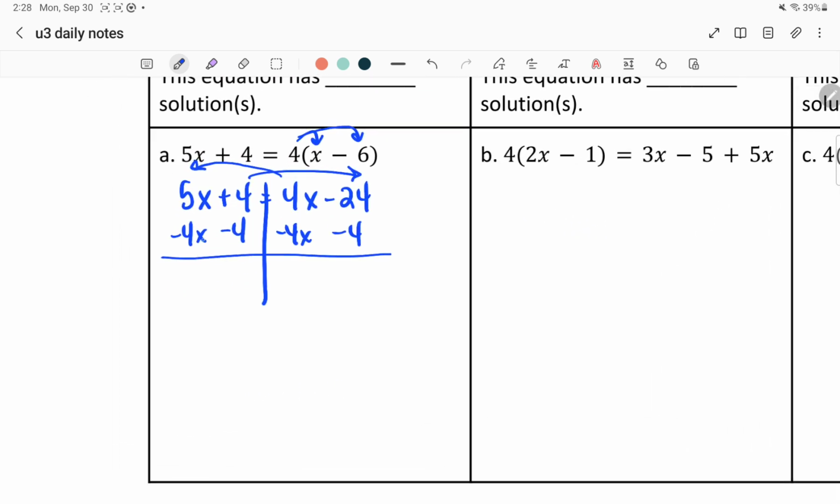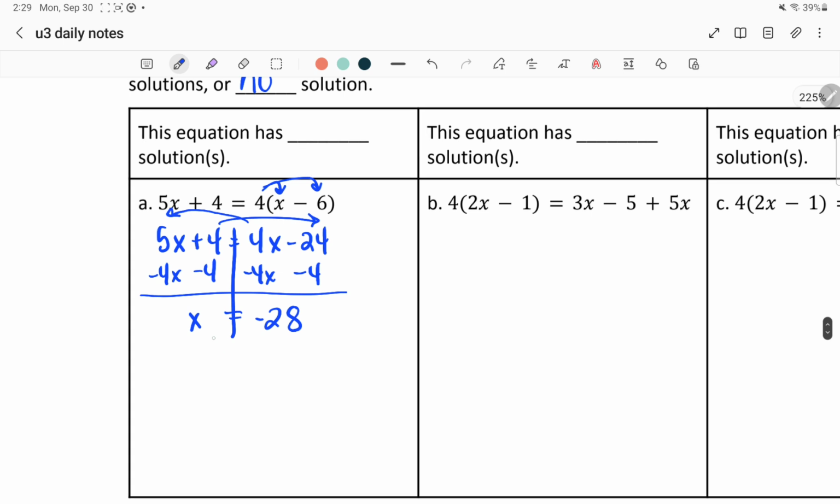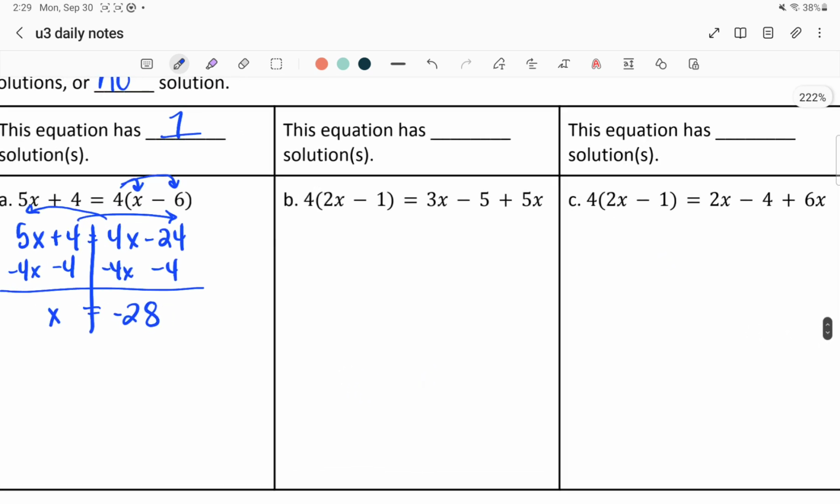So what I'm doing is I'm moving the x terms to the left and I'm moving the constant terms to the right, and I get 1x equals negative 28. 1x is what I'm trying to get to. Like, that's just x, okay? When I get x equals something, notice I said something, not some things. That's one solution. I know the solution is negative 28, but that's one number. So when I get x equals something, my equation has one solution.